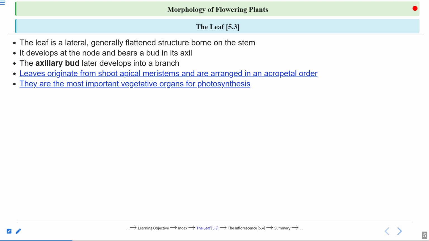So they are vegetative organs, not reproductive organs. The leaves, the shoots, the branches, roots, they are all vegetative organs. In plants, first there is a vegetative phase, and then there is a reproductive phase. In the growth of the plants, first there is a juvenile phase, or the vegetative phase, then comes the reproductive phase, where flowers are produced. So leaves are the vegetative organs, and they are very important for photosynthesis.